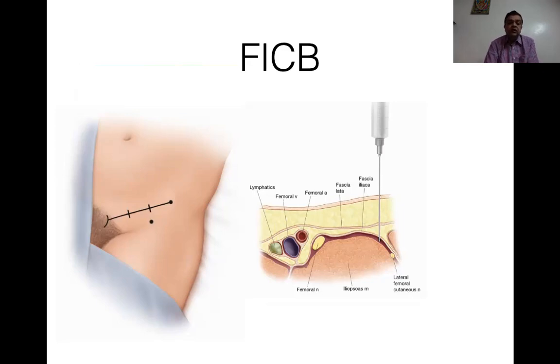FICB, what you need to do is mark the anterior superior iliac spine, then the ischial tuberosity, and divide into 3. Mark the junction of medial 2/3 and lateral 1/3, go 2 centimeters below that, feel the pop of fascia lata first, then fascia iliaca and inject the drug.